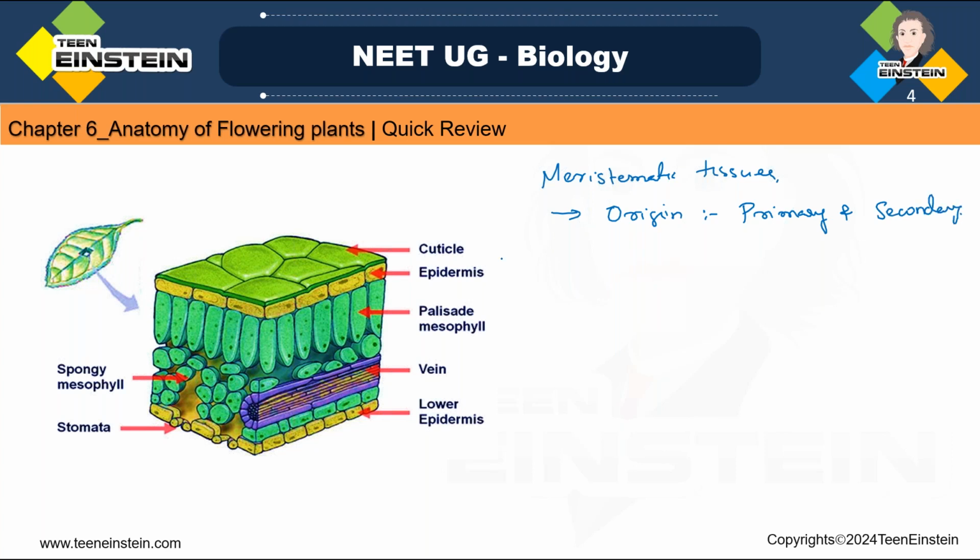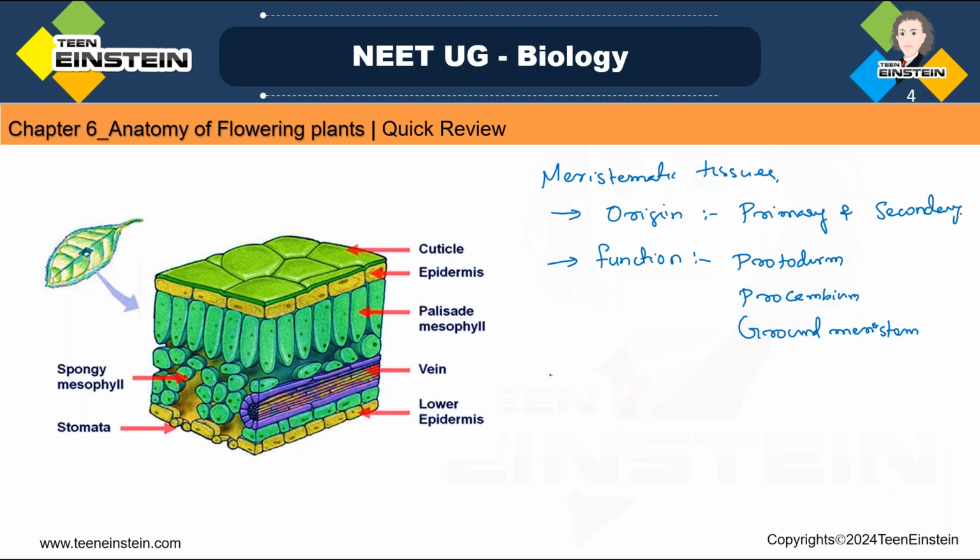Right. And the next classification is based on function. Based on function, you know that it is classified into protoderm, procambium, and ground meristem. Protoderm, procambium, ground meristem. Right. This classification is based on what? This is based on function.